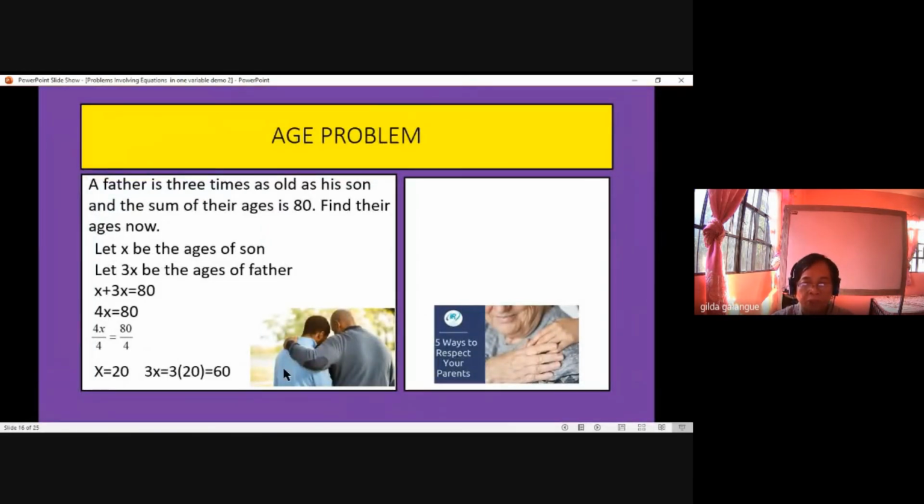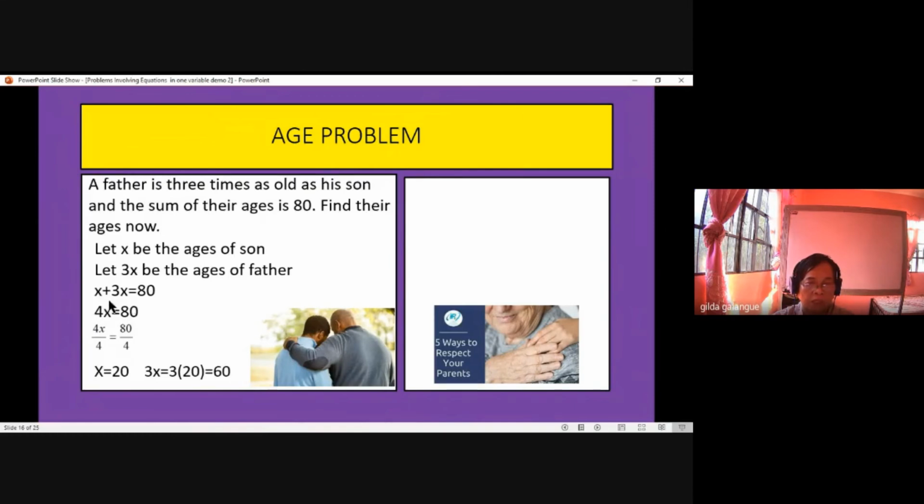Now we have another age problem. Look at the picture. We have the father and the son. Look at the love given by the father to his son. And in the other picture, the respect given by the son to his father. A father is 3 times as old as his son, and the sum of their ages is 80. Find their ages now. Let x be the age of the son, let 3x be the age of the father, and x plus 3x equals 80.